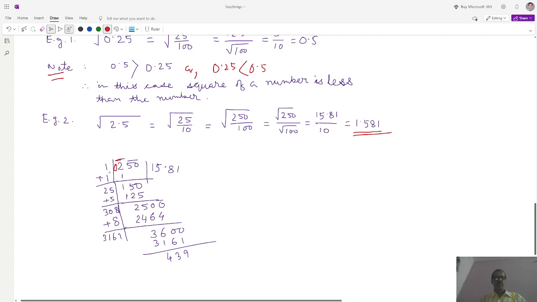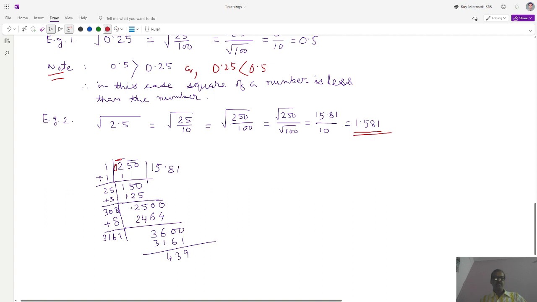Within 2, the square of 1 will be treated. So 1 into 1 equals 1, and 2 minus 1 equals 1, and we took the pair, that is, we get 150. Now double the 1, we'll get 2, and it is seen that 5 will fit within this number. So 25 into 5 equals 125. Subtract 125 from 150, then we will get 25.